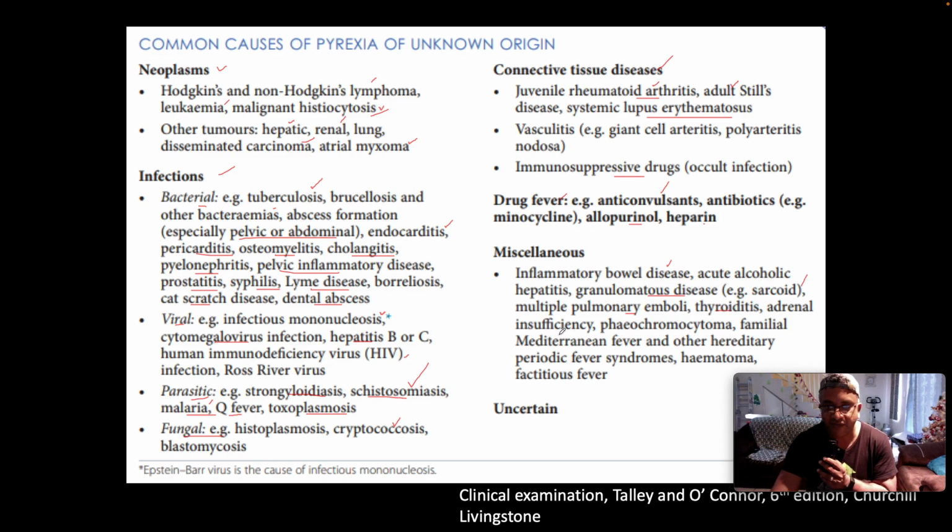Thyroiditis, adrenal insufficiency, pheochromocytoma with paroxysms of headache, palpitations and sweating, familial Mediterranean fever, somewhat less common, other hereditary periodic fever syndromes, hematoma, factitious fever.